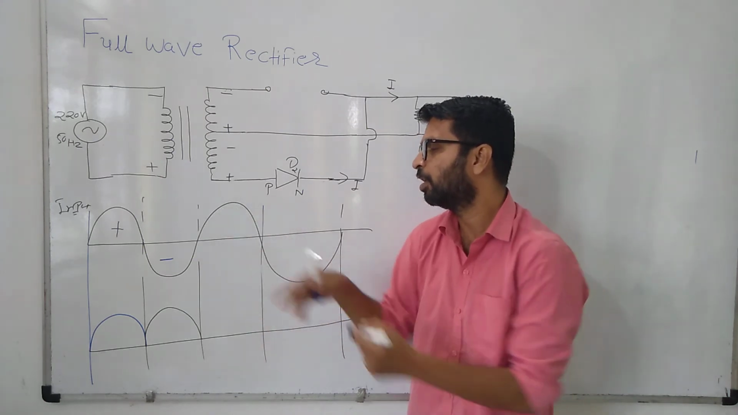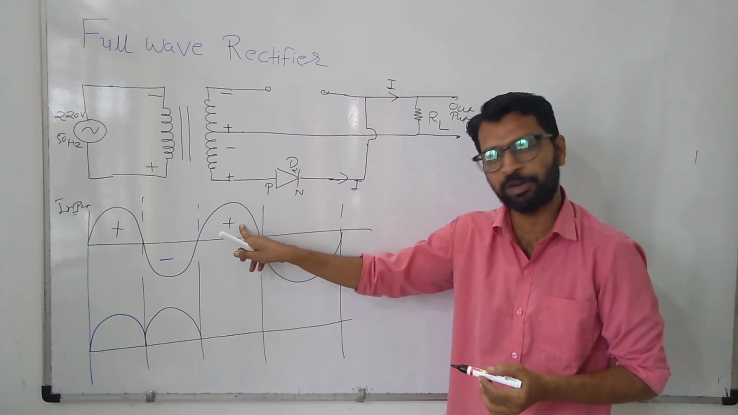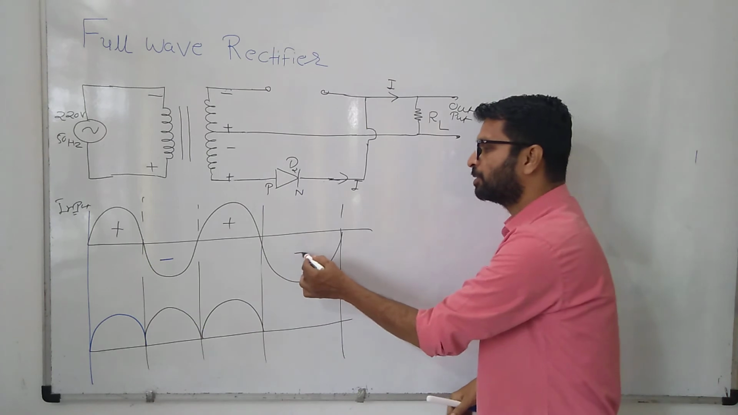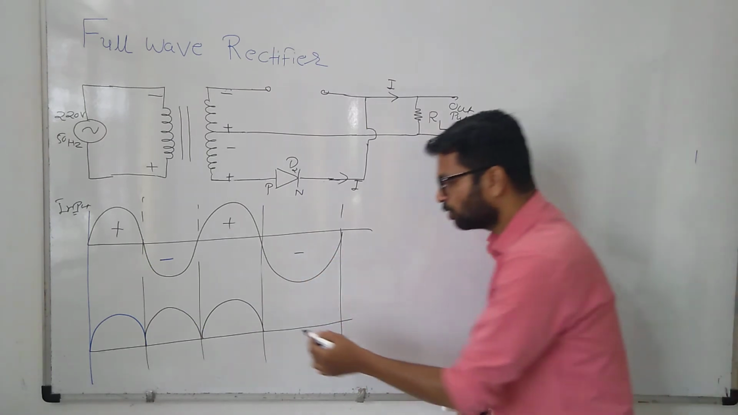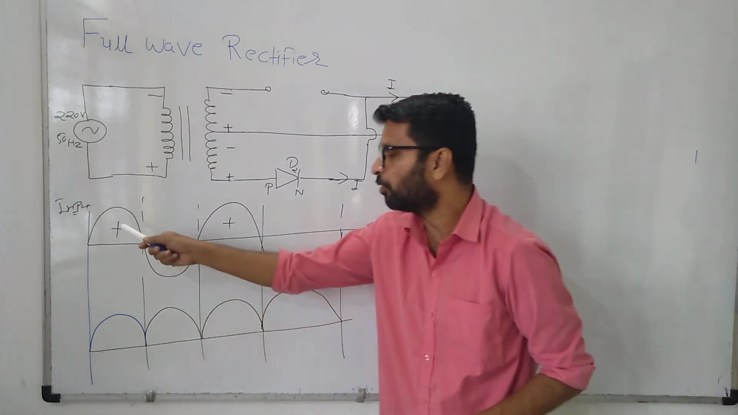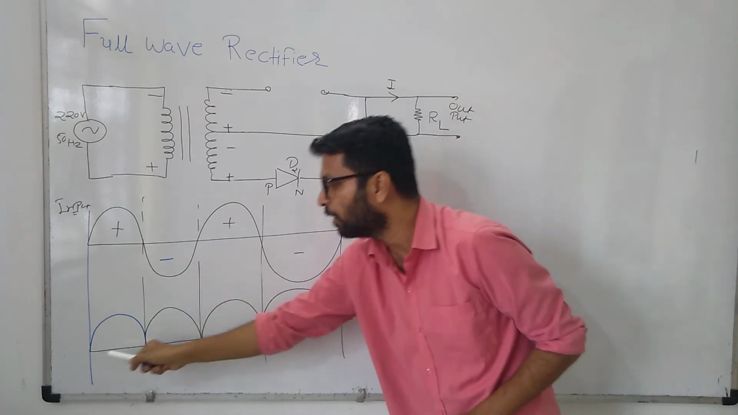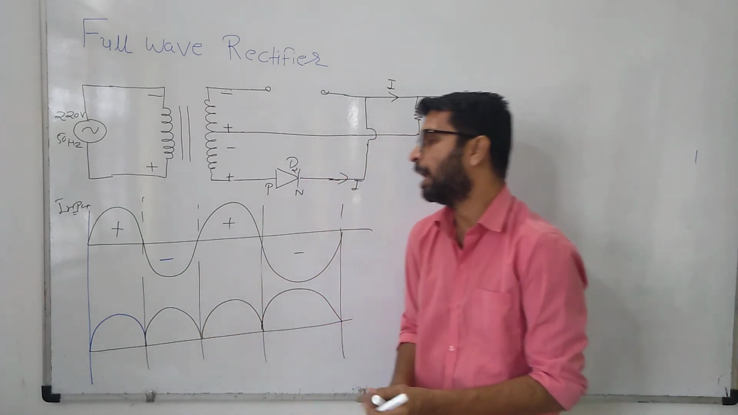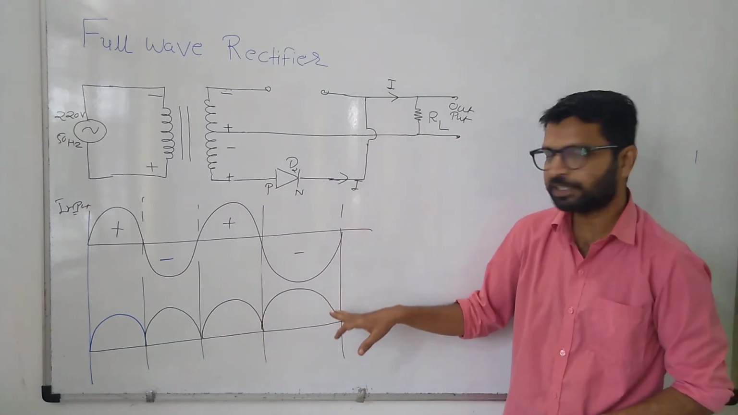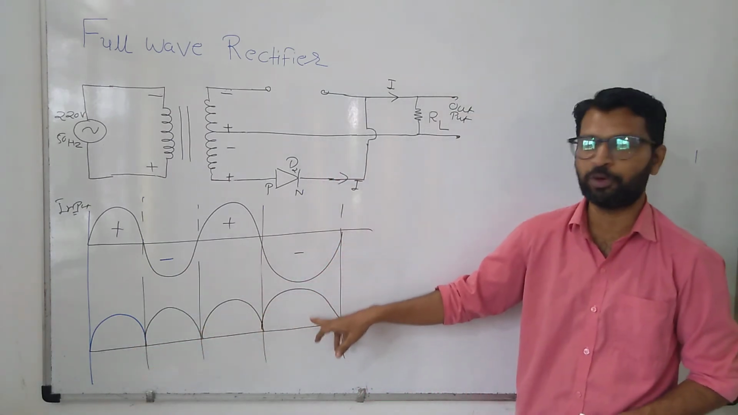So for the positive half cycle, diode D1 becomes forward bias and D2 becomes reverse bias, so we get some output. During the negative half cycle, diode D2 becomes forward bias, so again we get some output. In this manner, for the full input cycle, we are getting full output, and that is in only one direction. That is called DC. So for the AC input, we are getting DC output.